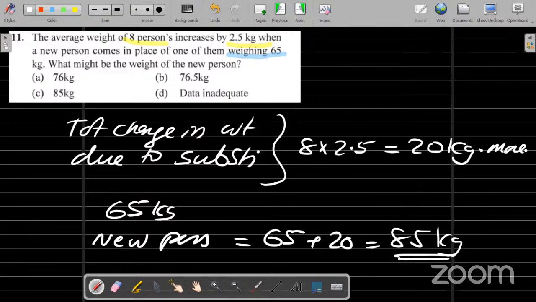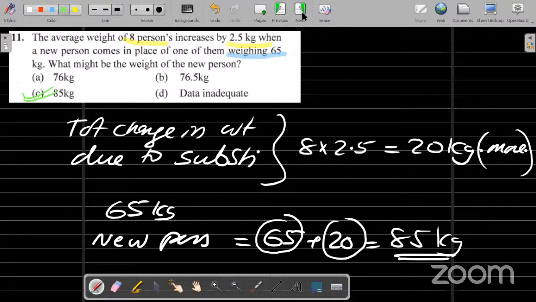8 people got an increment of 2.5 kilogram, so the total change in weight will be 8 into 2.5, 20 kilogram, which is more. As the weight increases, it should be more. And the weight of the person who is leaving the group is 65 kilogram. So the person who is coming into the group should be 20 more than the person he replaces. So 65 plus 20, that will be 85 kilogram. So here the answer is option C. Option C is the answer. Hope we can move on to the next question.